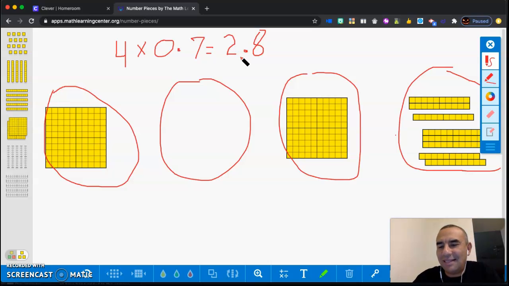All right, so there you go. That's how you represent the multiplication of decimals. You have the number of groups. You find the number in each group using the base 10 blocks, and then you count them to figure out what the product is.